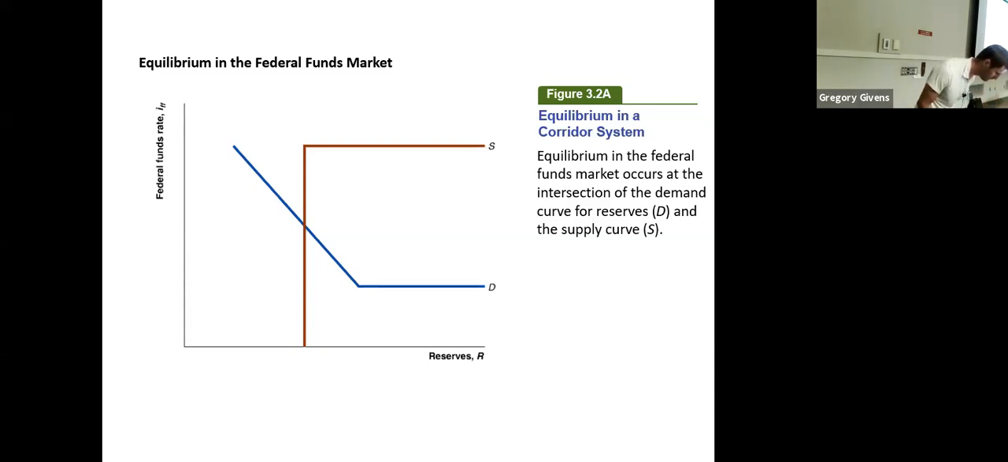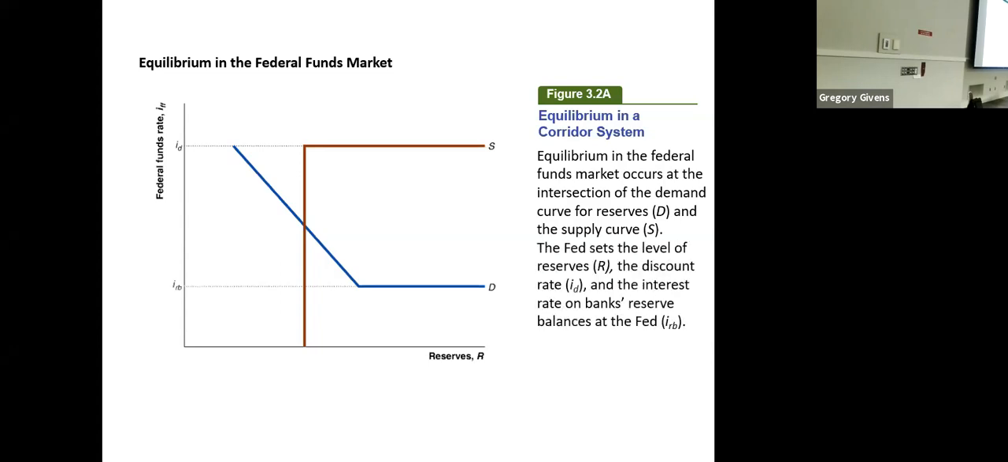Okay. Now, you might be looking at this graph and wondering why I have drawn it with this perfectly flat or perfectly elastic component. You'll notice on this graph that the demand curve for bank reserves becomes perfectly elastic, or horizontal, at the I_RB rate. So I_RB is the interest rate on reserve balances. Again, this is not a market interest rate. This is the interest rate that the Fed sets administratively on reserve balances. It's the interest rate that banks get on their holdings at the Fed.